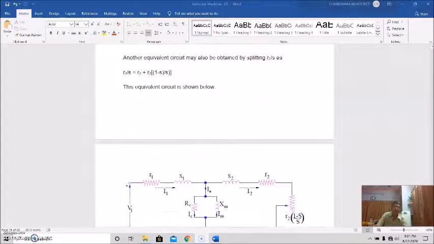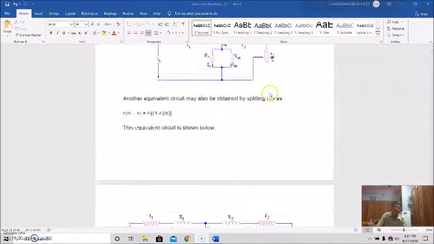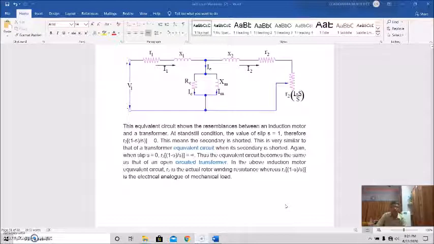So see, actually what I was telling, this portion is divided into two parts, R2 and this part. Okay. So now come to the point here. At standstill condition, slip is 1, and that means when S equal to 1, this part is 0. This part 0 means the secondary is shorted, like a transformer. So it is similar to that of a transformer equivalent circuit when the secondary is shorted.